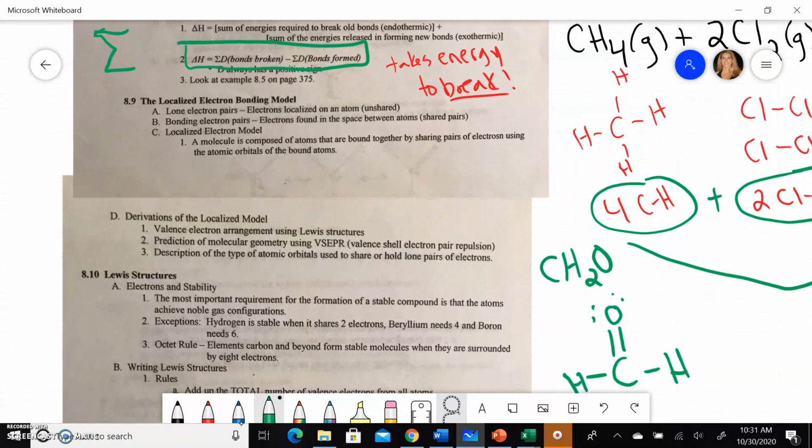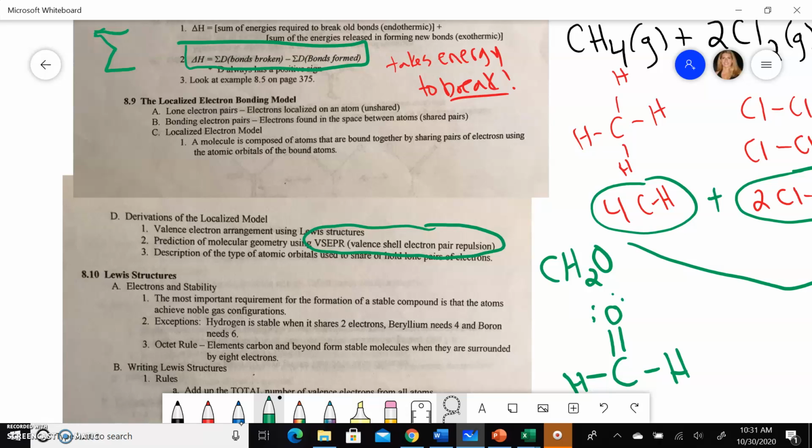The localized electron bonding model is what we've been doing. So that's drawing the dots and spreading them out and just drawing the pictures like we've been doing. Make sure you're familiar with VSEPR. I didn't spend a lot of time on this because you did it a lot in first year chemistry, but make sure you understand what that means and that you can explain what it means.